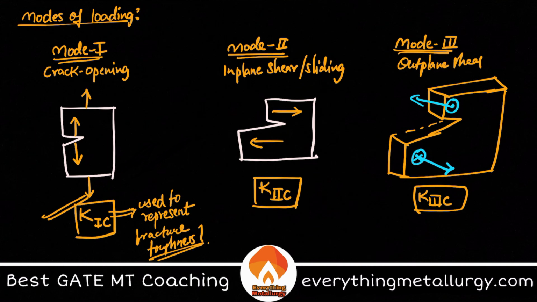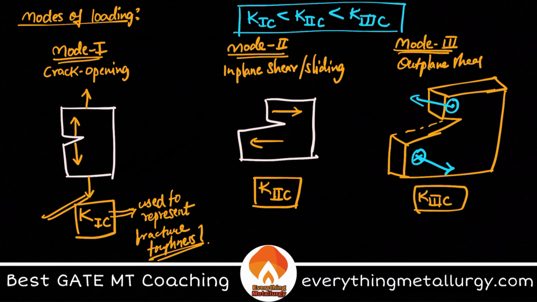So KIC is actually lower than the other two. KIC less than K2C, less than K3C. Okay, so what? If it is less, why only consider that? K3C is very high, why not consider that? The reason is that KIC, because of its low value, the amount of resistive force that it can give is very low. Okay, so out of all the three different modes of loading, mode 1 loading has the least resistive force to fracture, right? That's what fracture toughness is.